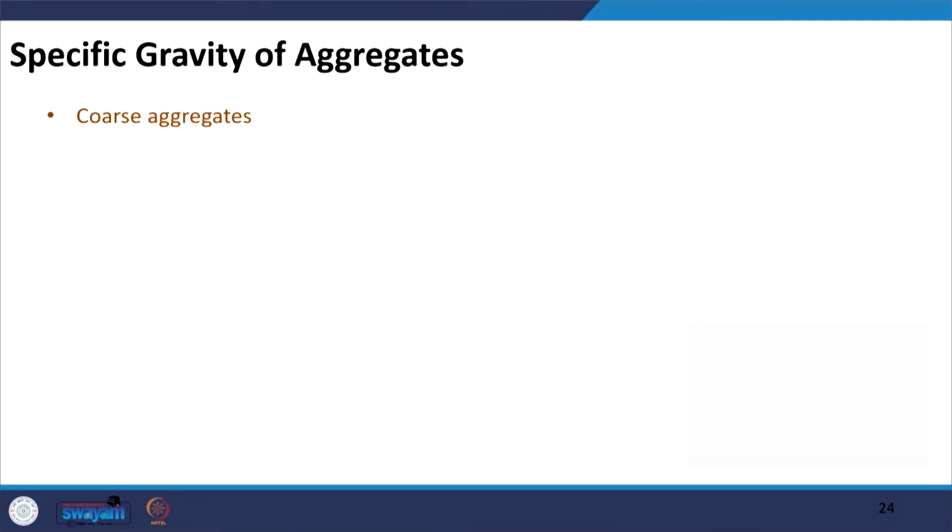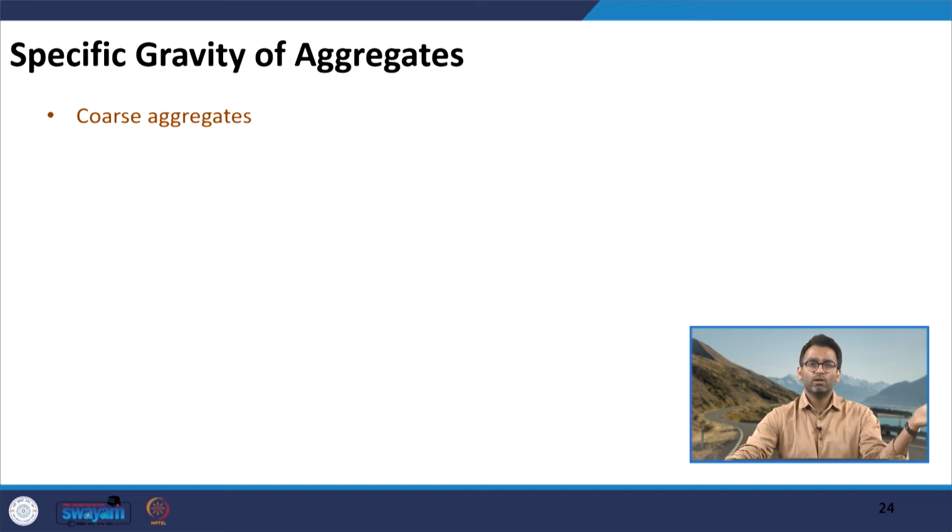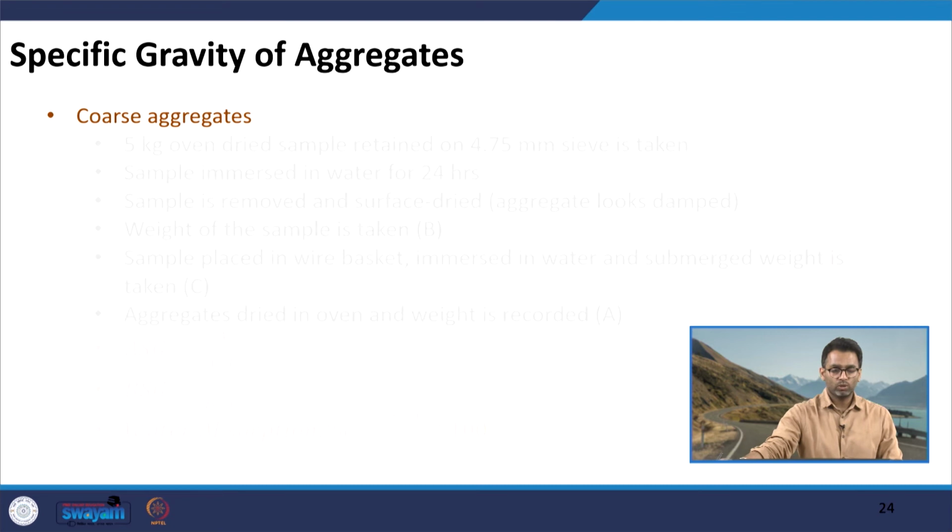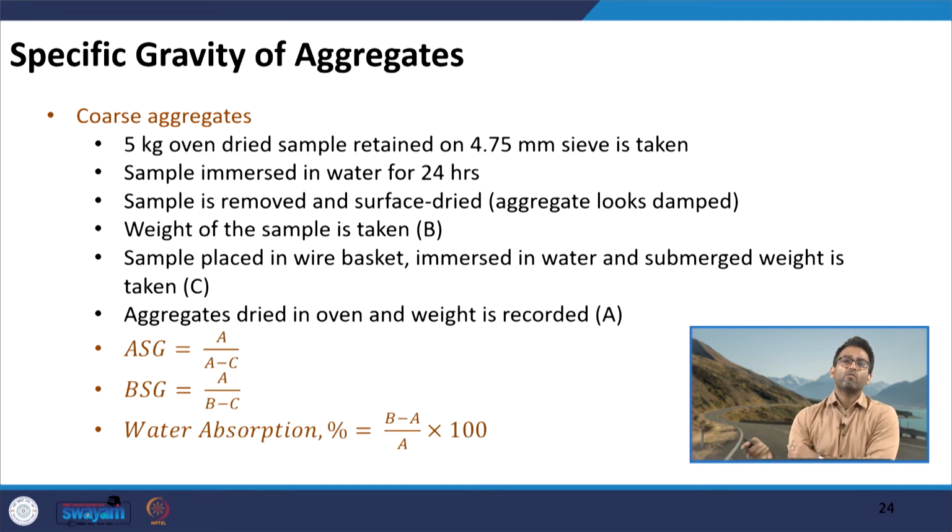Now, let us talk about the experimental procedure of determining the specific gravity of aggregates in the laboratory. We have different methods for coarse aggregate and for fine aggregate, so let us discuss both. For coarse aggregate, we take 5 kg of oven dried sample that is retained on the 4.75 mm sieve. It can be of different sizes also, greater than 4.75 mm.